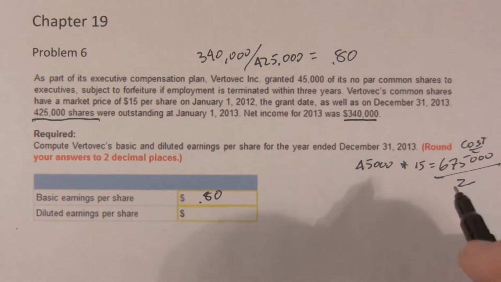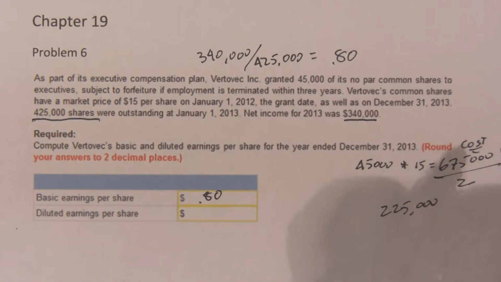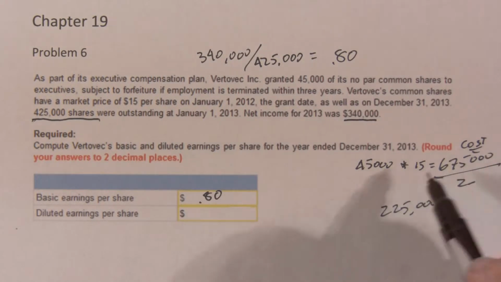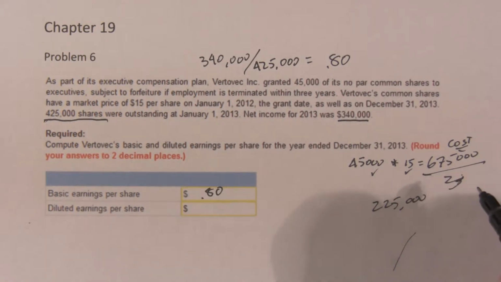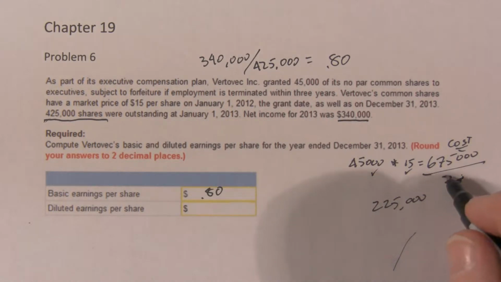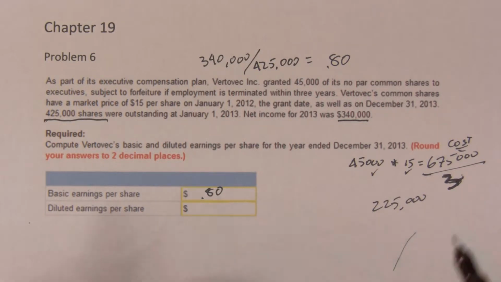So $225,000 worth of proceeds are available per year. Take the total compensation cost, 45,000 times the 15 gives us the total cost of 675,000, but we have to divide that by the 3 years, and that gives us 225,000 per year. Okay, so now we say, okay, each year we have 225,000.